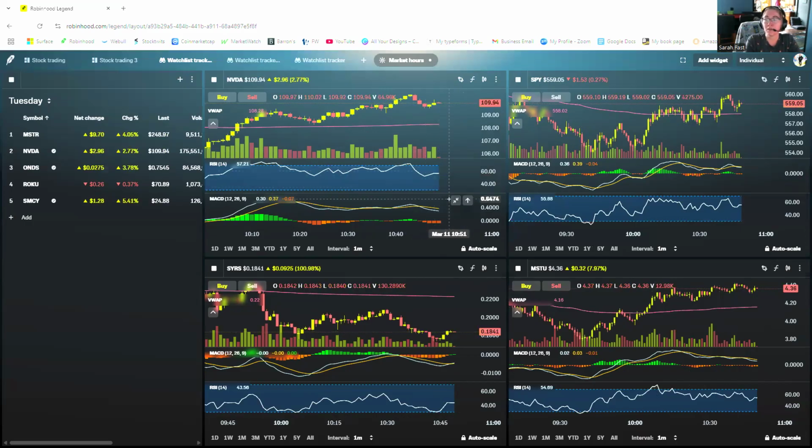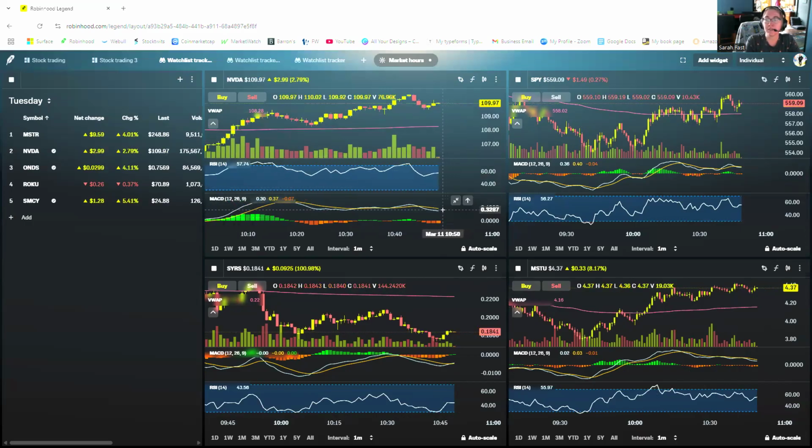Now, okay. I want to talk about the MACD now. I explained VWAP, I explained the RSI. Now the MACD is the moving average convergence divergence scale. And it's just another indicator, you guys, to watch.